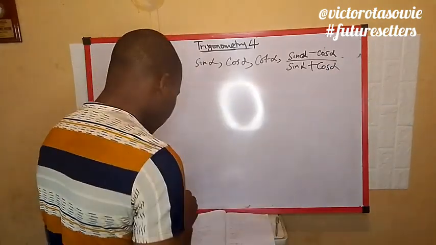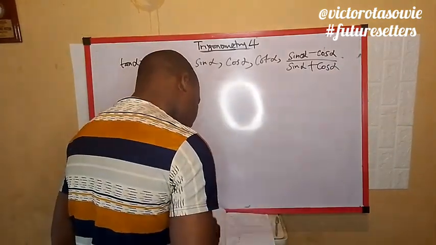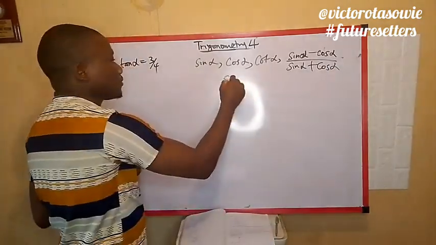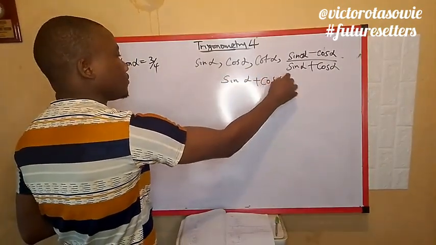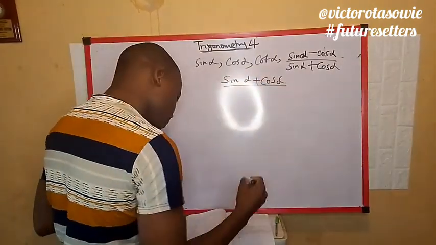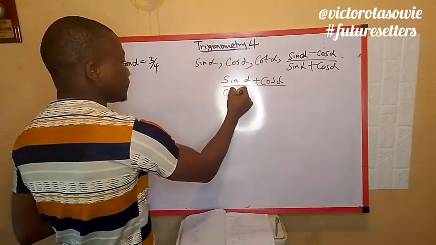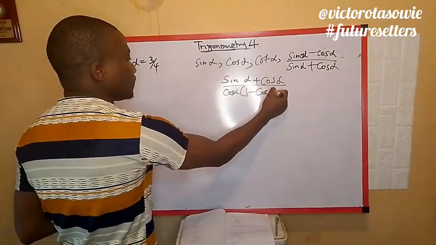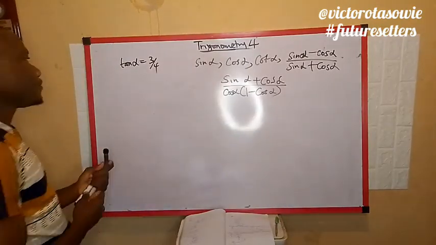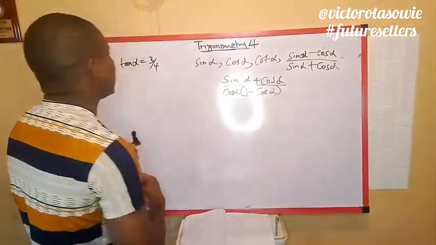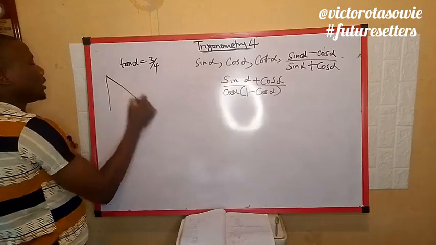And we have another question which is sine alpha plus cos alpha over cos alpha into 1 minus cos alpha. So if we have such a question, how do we analyze it? The first thing you are going to do is draw a triangle in this regard.